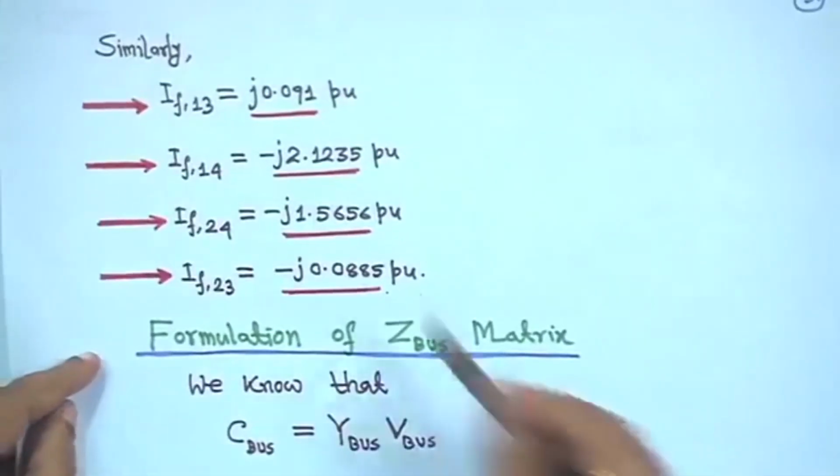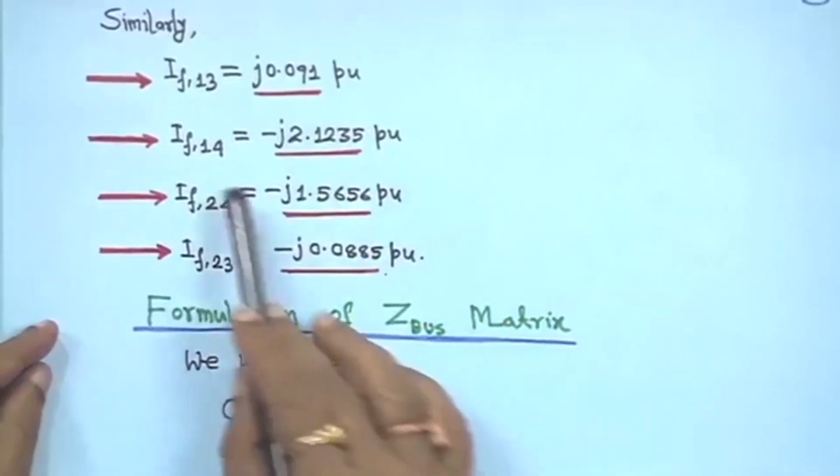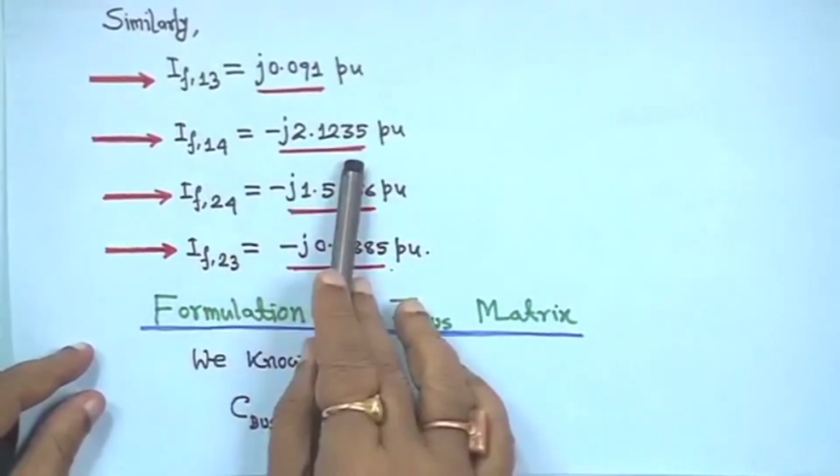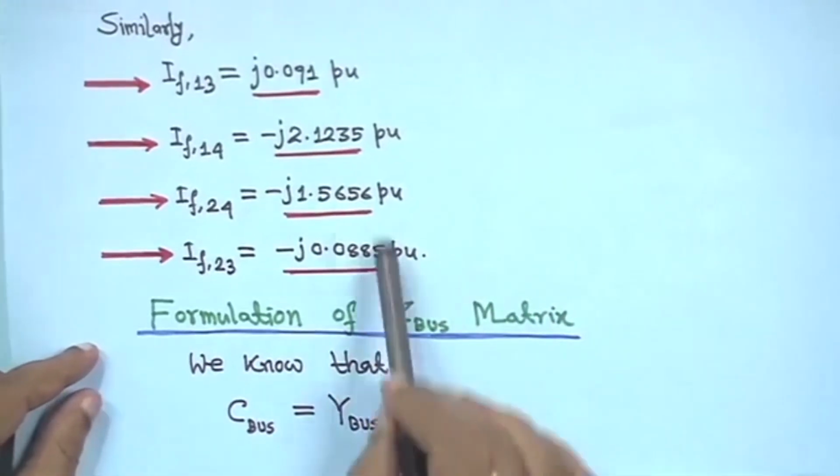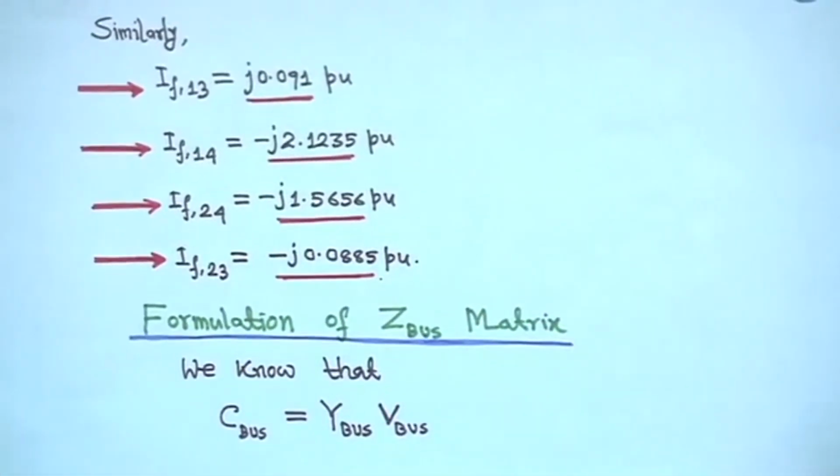Similarly, for all other lines, you will compute IF13, then IF14, IF24, and IF23. So, this is a simple example of using the Thevenin equivalent to easily compute all the fault currents. But the only thing is that you have to have the Z bus matrix. In fault studies, the Z bus matrix is necessary.